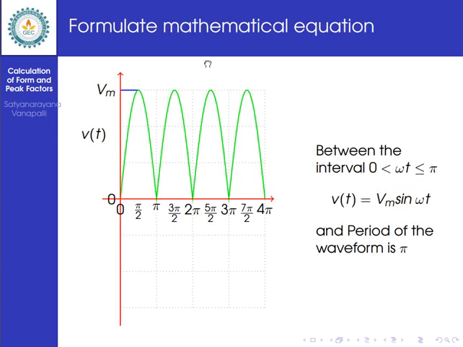The mathematical equation for a full wave rectified sine wave is same as that of a sine wave. That is, between the interval 0 less than omega t less than or equal to pi, v of t is equal to Vm sin omega t.